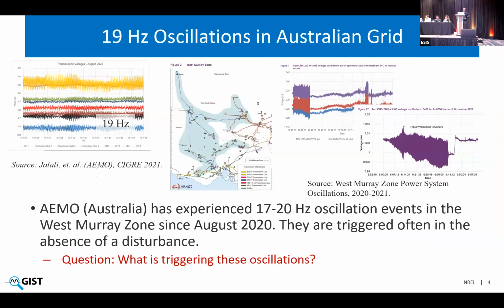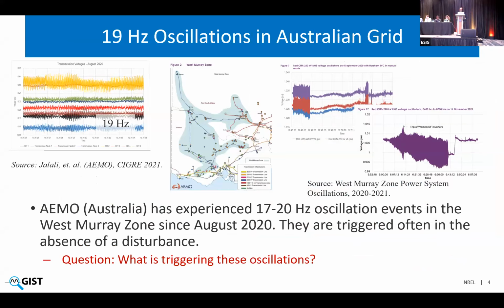The second real world case that I want to talk about is in Australia, where the situation was even more interesting. They have been seeing this 17 to 20 hertz oscillation since August 2020. They are still occurring very frequently, sometimes in the presence of an event, but many times without any event.